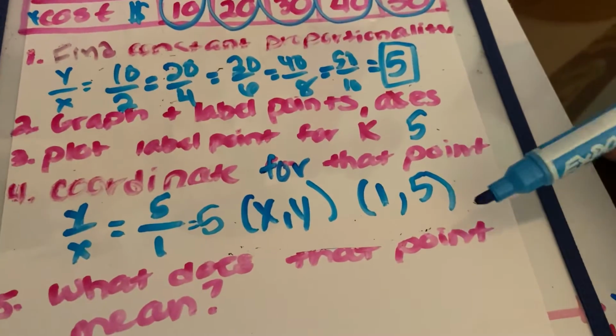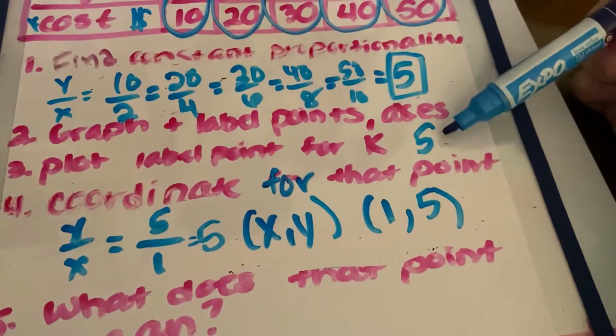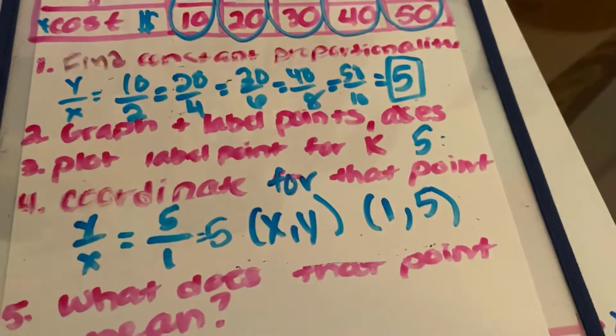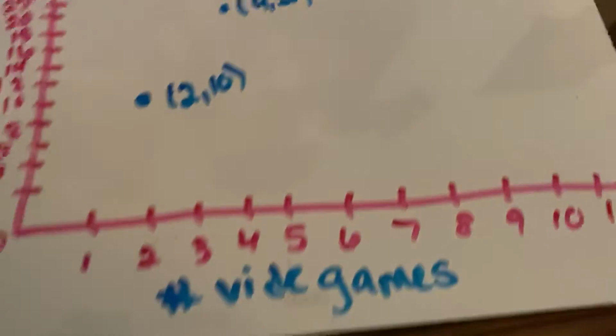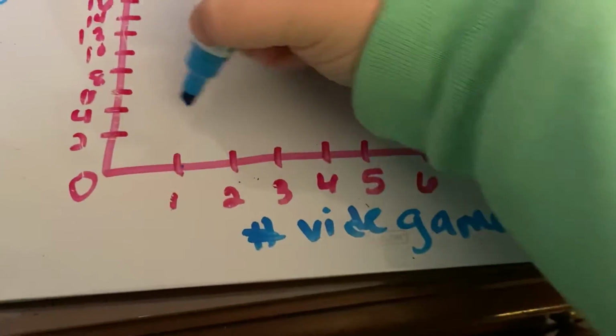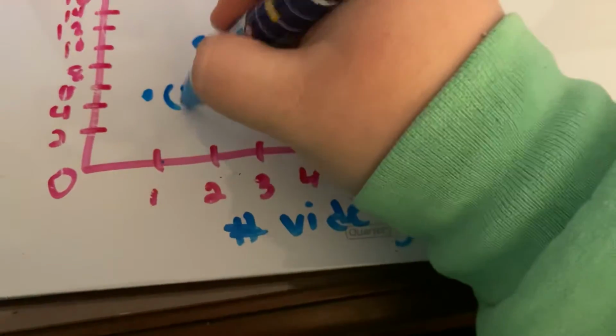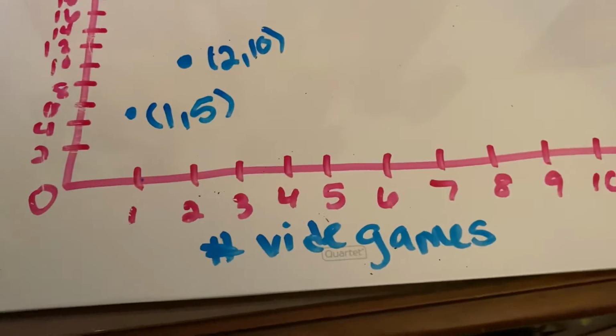All right, so now that we have our coordinate point (1, 5), let's go to our graph and let's do number 3, plot and label the point. So we're going to go to 1 and 5, plot and label (1, 5).